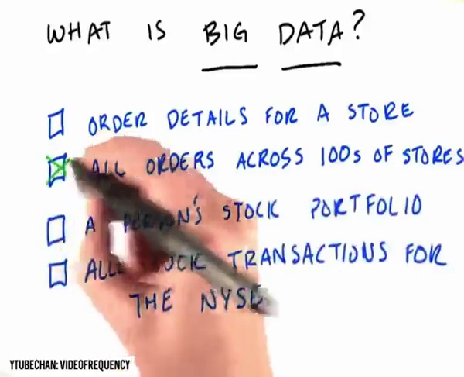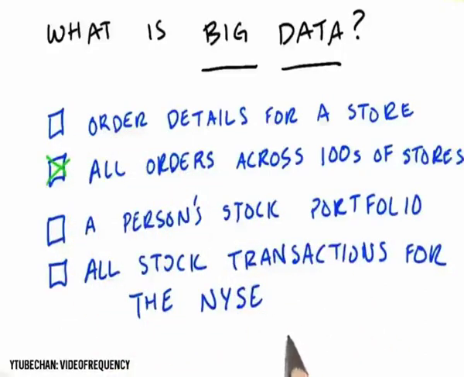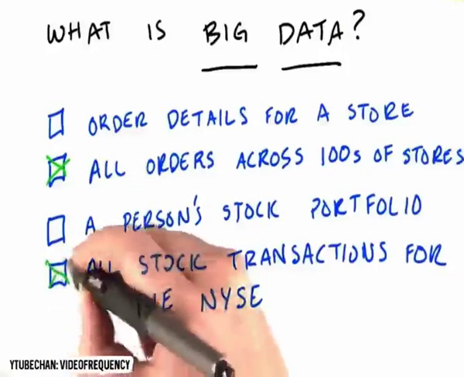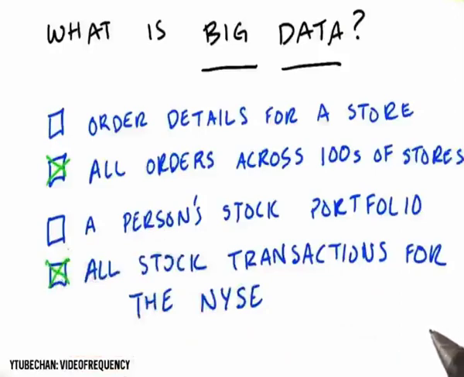Most people would consider all orders across hundreds of stores and all stock transactions for the New York Stock Exchange to be big data. You can imagine that the order details for a single store or one person's individual stock portfolio could be stored in a traditional relational database system, maybe even a spreadsheet. But those traditional systems start to struggle with all the orders across the hundreds of stores and the entire data from the New York Stock Exchange.